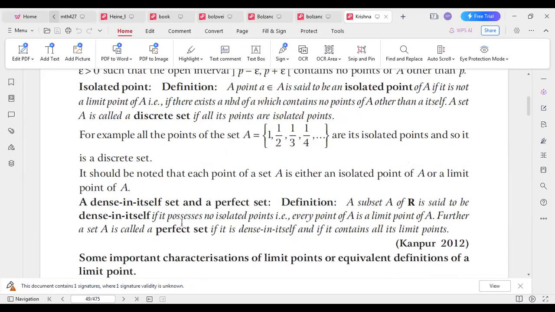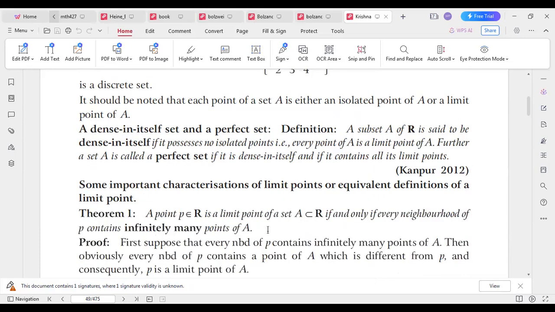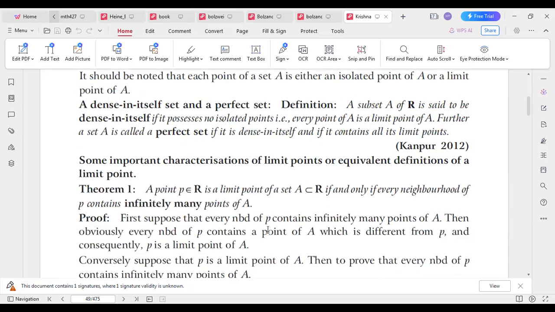Now, what will be the perfect set? A subset A of real numbers is said to be dense in itself if it possesses no isolated points, or every point of A is a limit point of A. Furthermore, a set is called a perfect set if it is dense in itself and it contains all its limit points. There are different theorems on limit points. We'll discuss them in our later class.